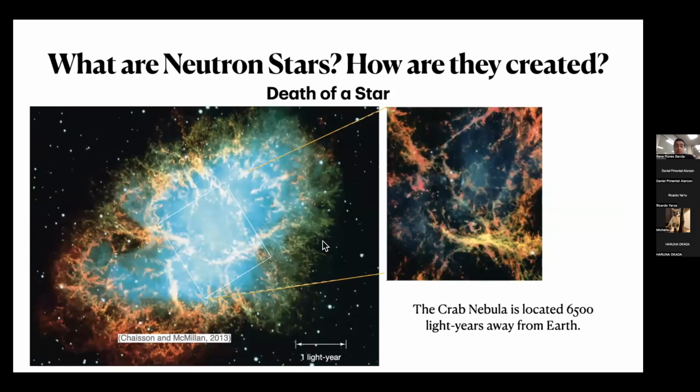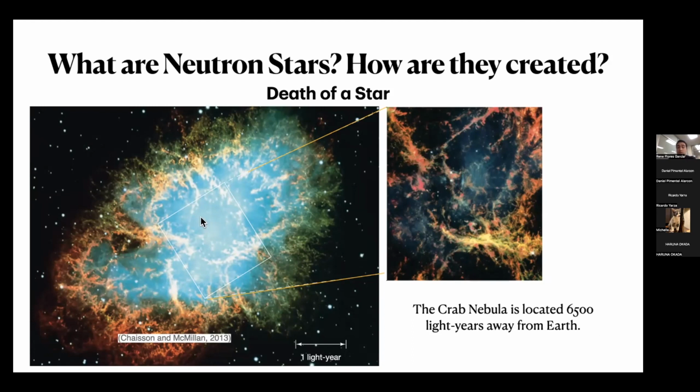Right after this has become a supernova, this past star, meaning it has gone through a high explosion, we are left with a nebula. For example, here I have the picture of what's called the Crab Nebula. The Crab Nebula is located 6,500 light years away from Earth. A light year is the distance light has traveled within a year. So we can see here this Crab Nebula, in which we can see what was once a massive star.